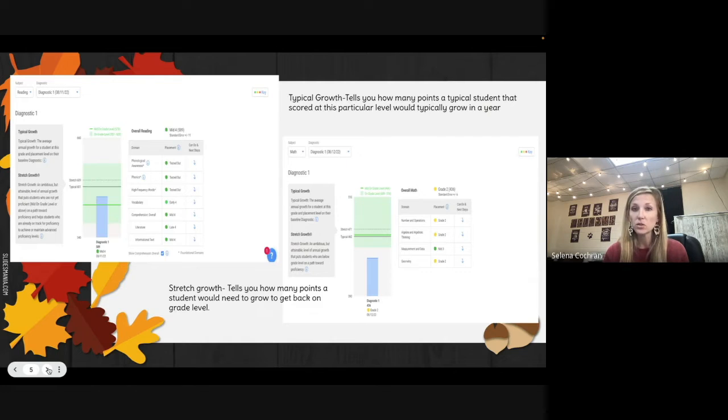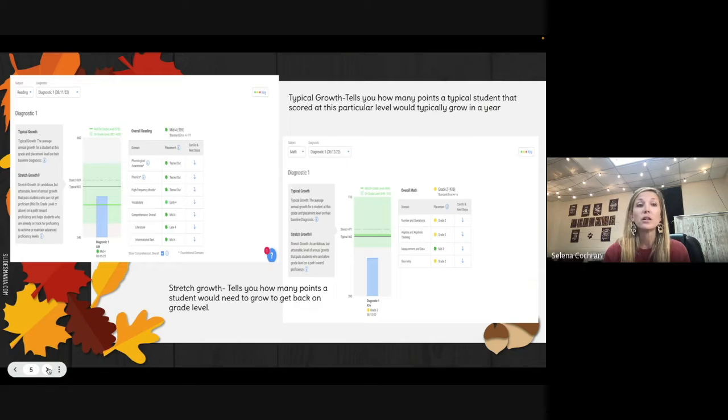Some things that we might look at here, you can see where I've clicked on a student individually, and it shows me each domain and how that student assessed, as well as providing for us a typical growth goal for that student and a stretch growth goal. A typical growth goal is where a typical student or an average student in that grade level that took that assessment and placed where that student placed.